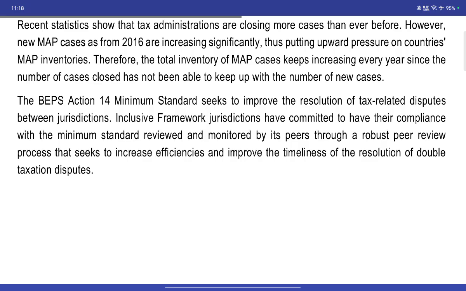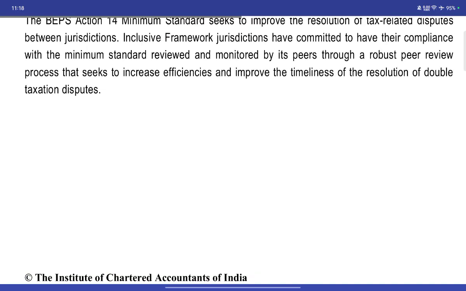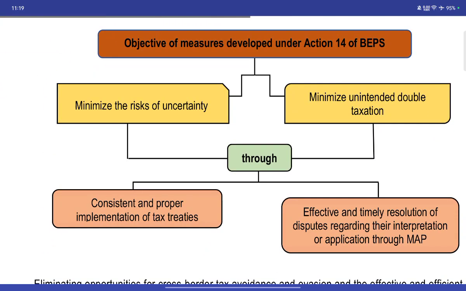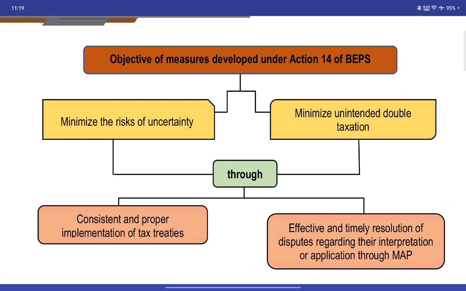The BEPS Action 14 minimum standard seeks to improve the resolution of tax-related disputes between jurisdictions, including framework jurisdictions that commit to be compliant with the minimum standard, reviewed and monitored through a robust peer review process that seeks increased effectiveness to improve the timeliness of resolution of double taxation disputes. Objective measures under BEPS Action Plan 14.